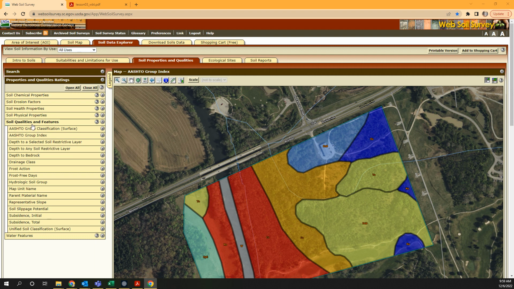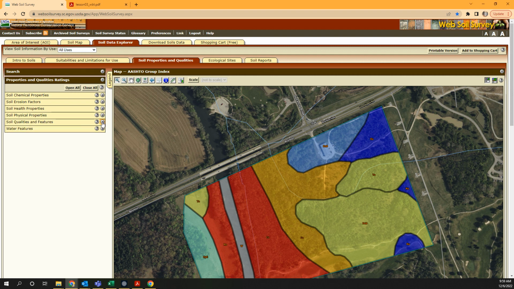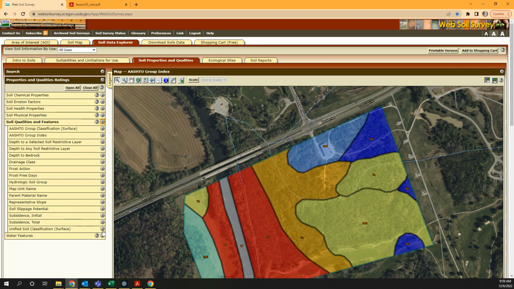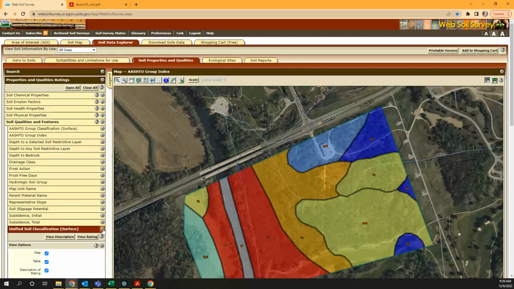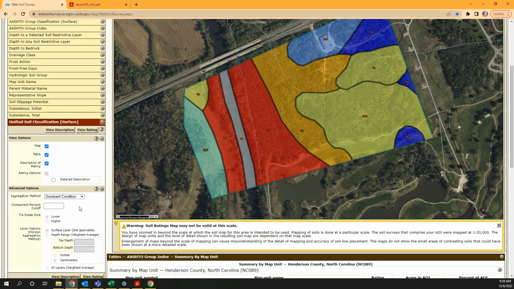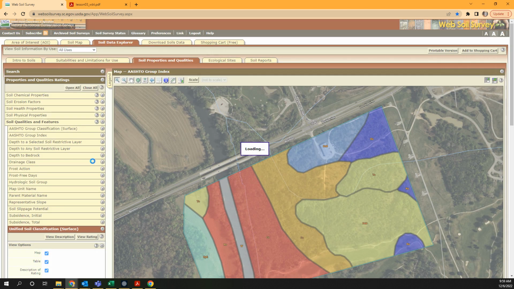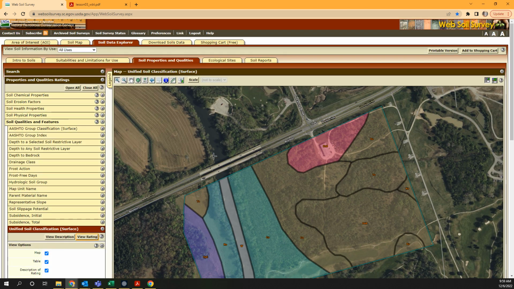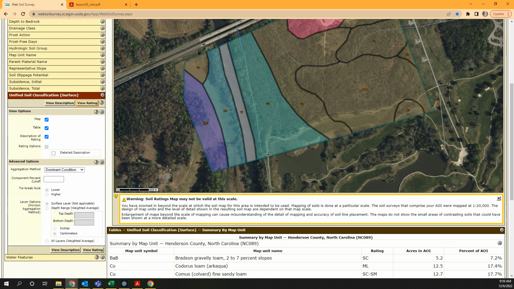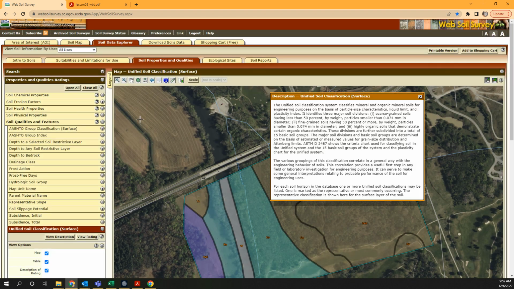And then you're going to go under soil qualities and features. So do that drop down. And down at the bottom of its list, you'll see unified soil classification surface. So if you view our rating, a new idea of looking at the surface soils, what that unified soil classification system is.